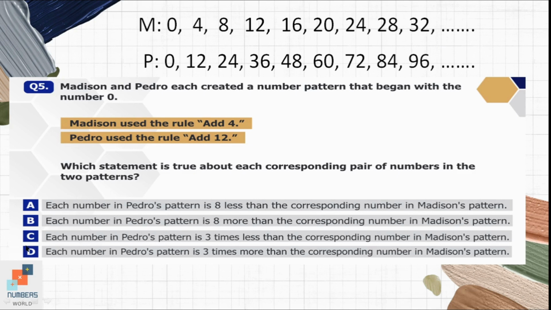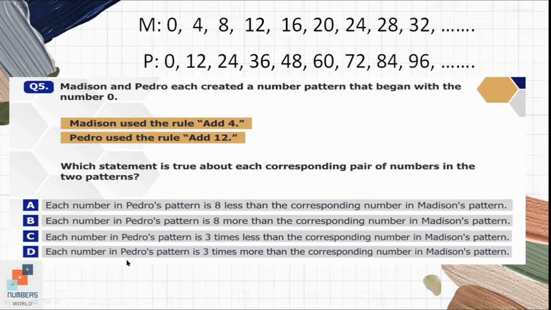So it's also incorrect. Option C is each number in Pedro's pattern is 3 times less than the corresponding number in Madison's pattern. That is wrong because 12 threes are 36, but here it is written 4, and 24 threes are 72, but here we have 8, so that is also not correct.